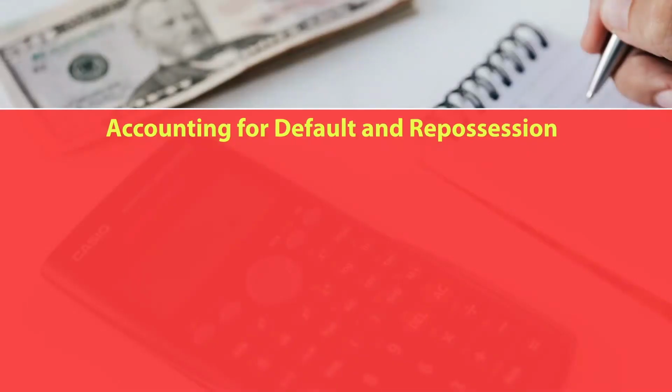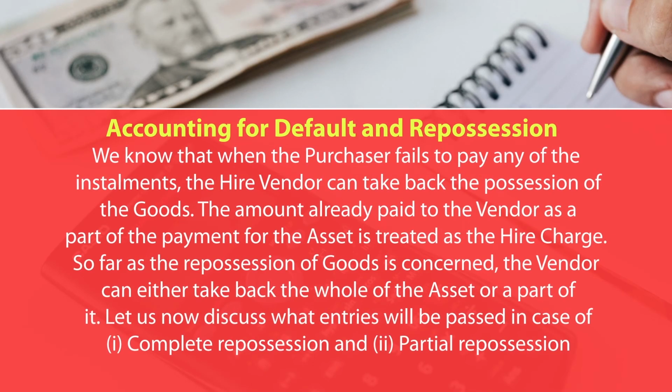We know that when the hire purchaser fails to pay any of the installments, the hire vendor can take back the possession of the goods. The amount already paid to the vendor as part of the payment for the asset is treated as hire charges. So, whatever amount the hire purchaser has already paid so far would be treated as hire charges for the product used by the hire purchaser.